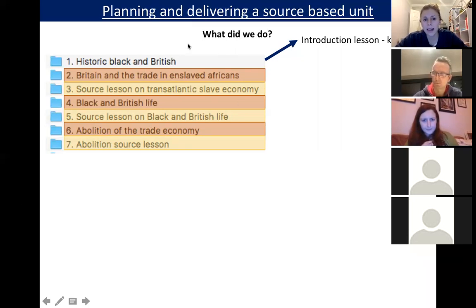Whilst it doesn't have the breadth of knowledge, we were more interested in building those source skills. So you can see that order that I tried to follow there.